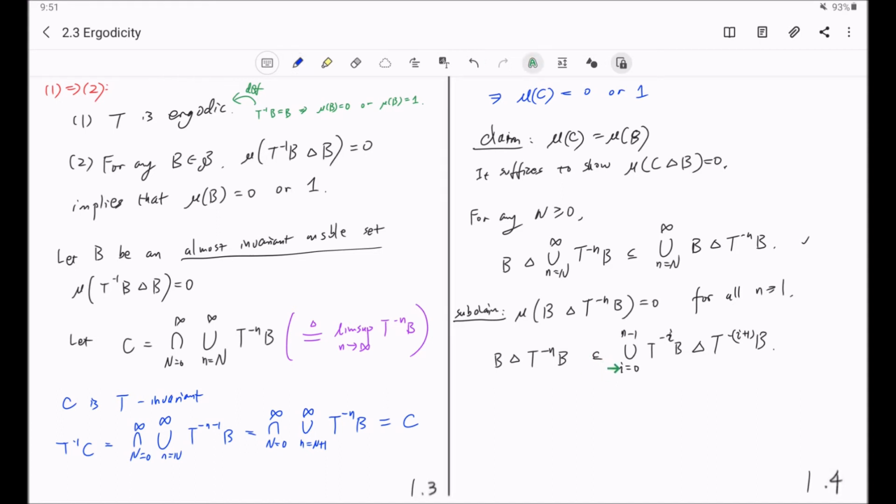This containment can be verified by induction. So the first step that you want to do is to show this symmetric difference is contained in the union of B symmetric difference with T raised to the power negative n minus 1 applied to B, and this T negative n minus 1 B symmetric difference with T negative n B.